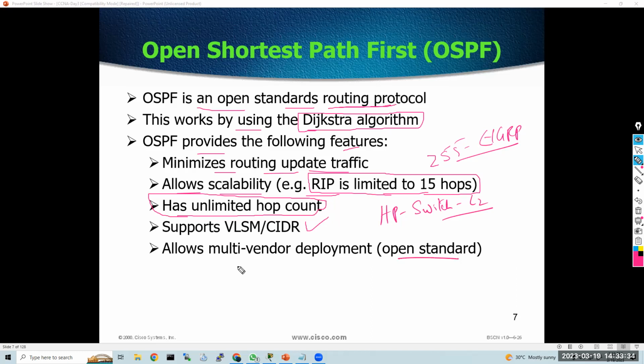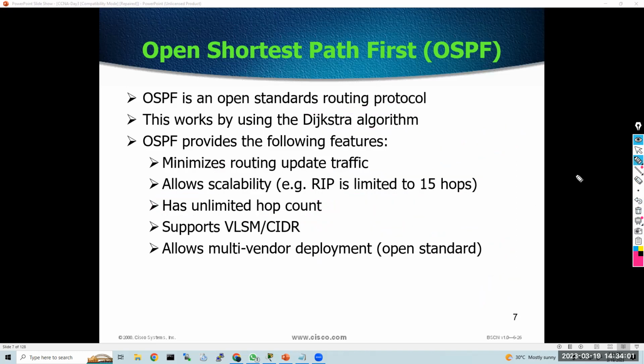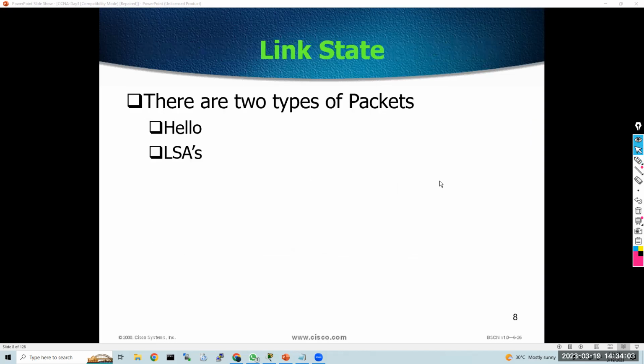What is the meaning of open standard? It allows multi-vendor deployment. So OSPF can also be configured on an HP switch, HP router, Dell router, IBM, Huawei, Palo Alto, Checkpoint, and Cisco also. So this is one very good advantage, that OSPF can be configured on all routers.